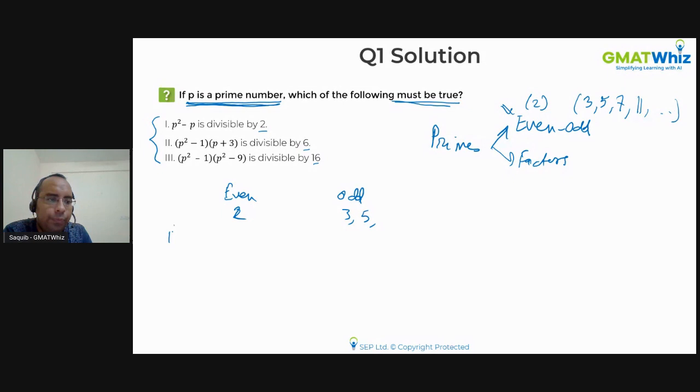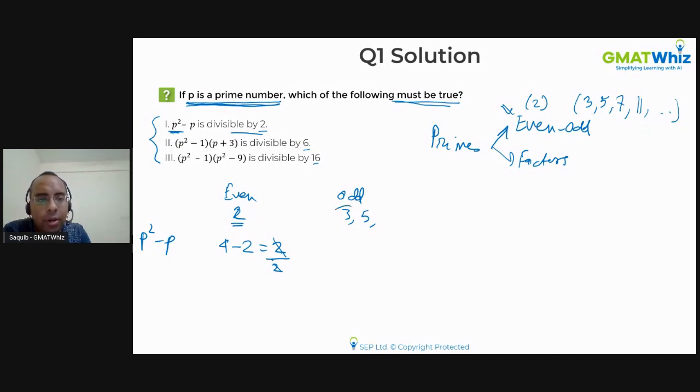So you go to the first statement: p square minus p is divisible by 2. Now, if you don't want to simplify it because it's an easy expression, you can directly put in numbers. First of all, put in an even number. So you put 2. P square minus p: if you put 2, you'll get 4 minus 2, which is 2. Is 2 divisible by 2? For an even number, it is definitely true because 2 by 2 is completely divisible. So that works. But don't stop there.